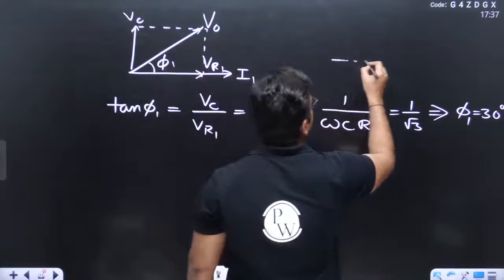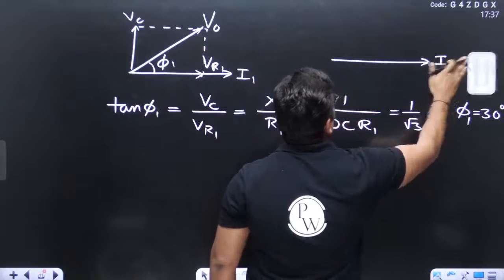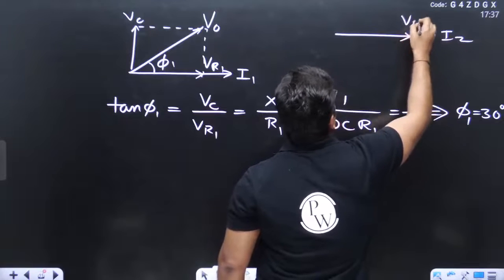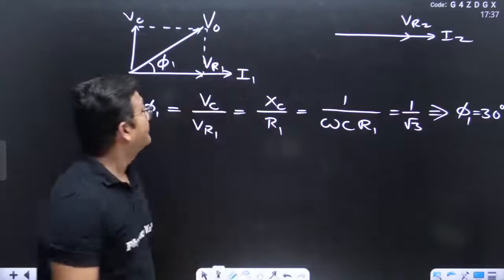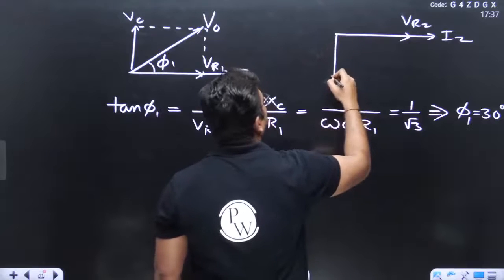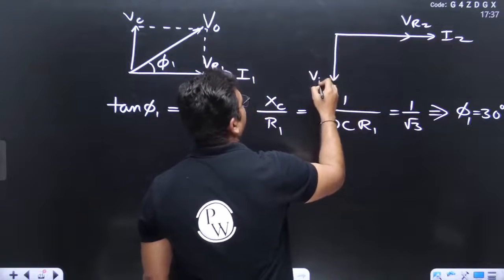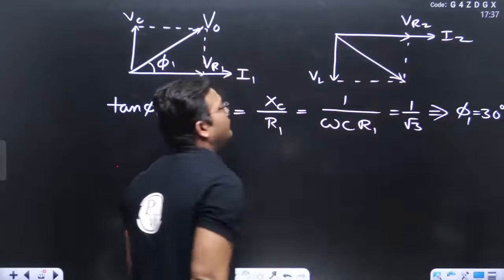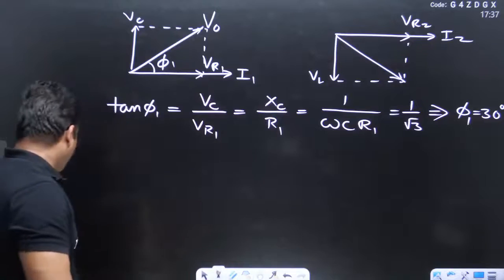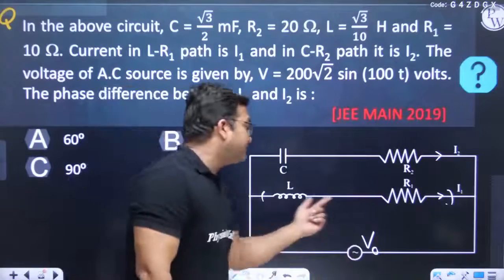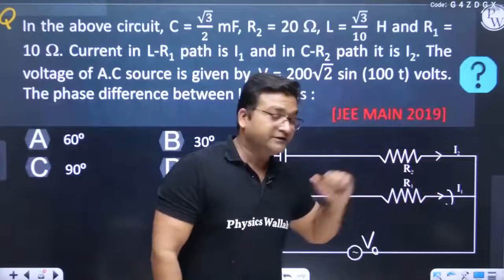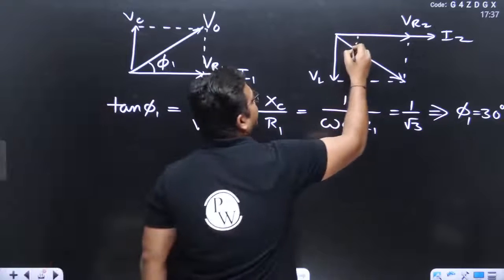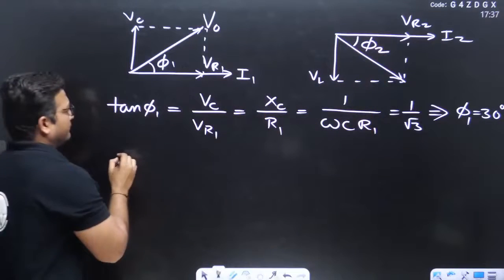Similarly, if you draw I2 in a different diagram, VR2 is in phase with I2 and VL lags I2 by 90 degrees. The resultant of VL and VR2 should also give V0, because V0 is the voltage that is across this branch, and that too is across this branch. So we have this angle as, say, phi 2, and let's calculate phi 2.